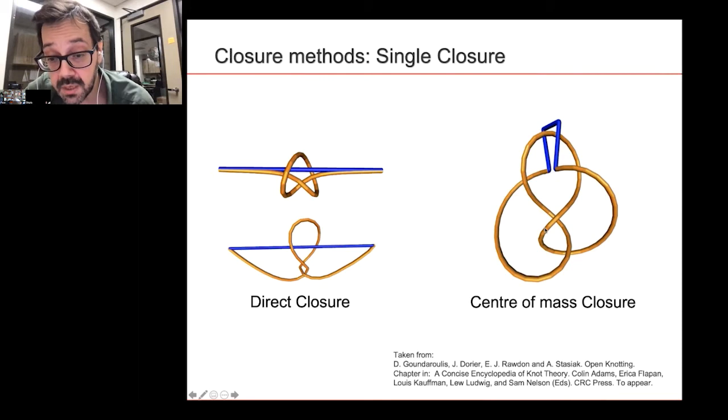And then we have the center of mass closure, where we have centered the curve at the center of mass, and then we extend rays from the center to the endpoints, and we connect them when we are far away and we close the curve. And that's a single closure method. Okay, this is a deterministic approach.